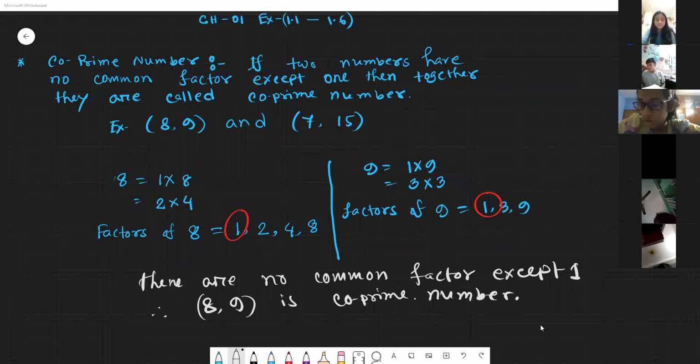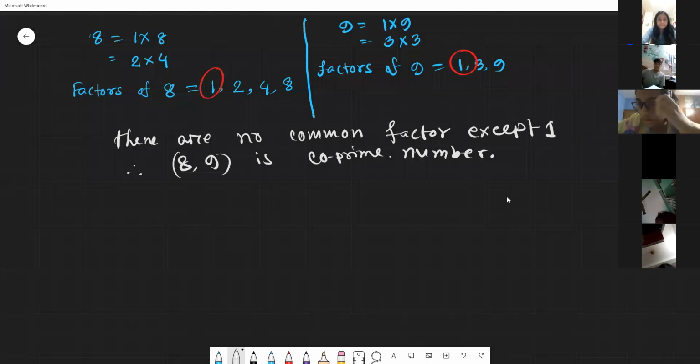Now test the 7 and 15. In the same way you can test if 7 and 15 are coprime or not. Okay. Another question for you. This is question number 2.